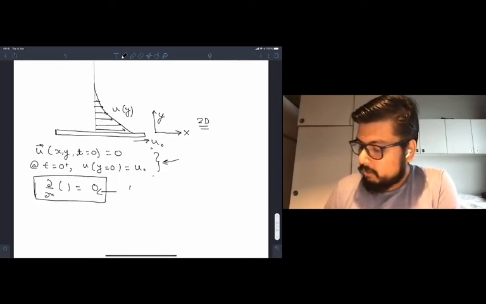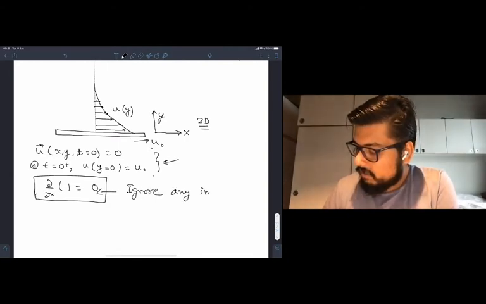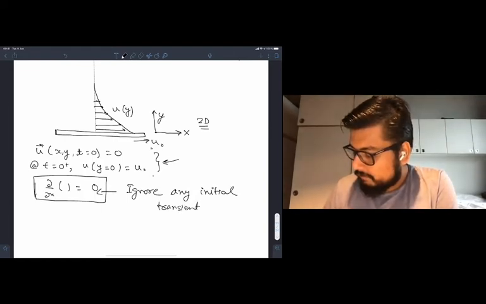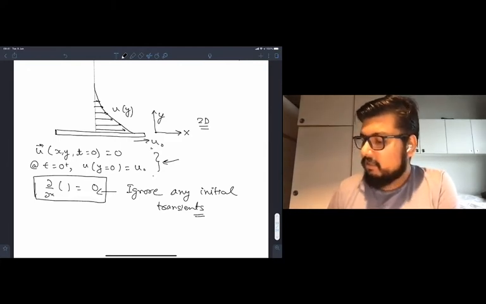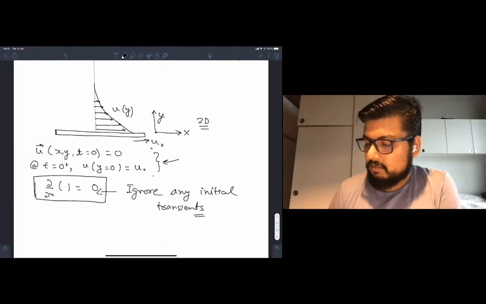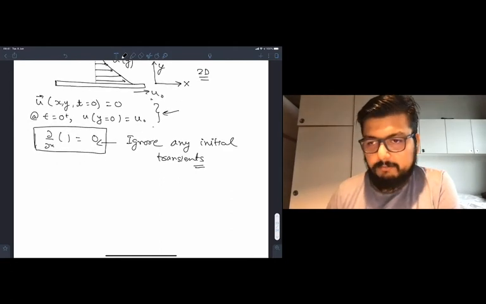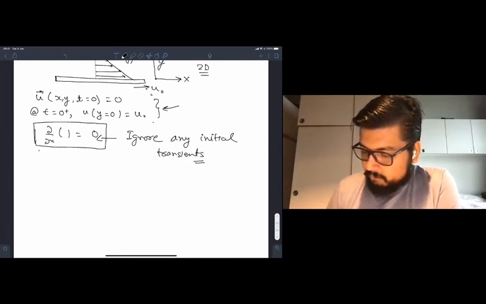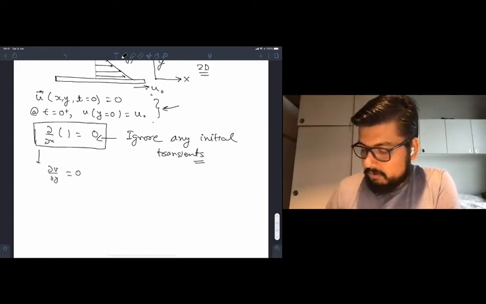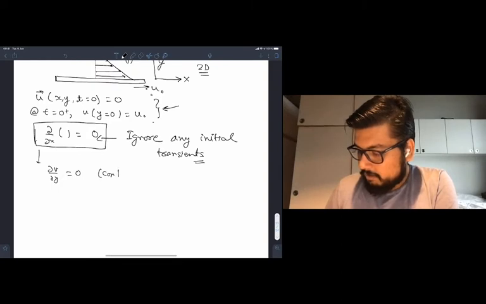However, I'm going to ignore any initial transients. So although this is an impulsively started plate, nonetheless, I will still assume that the flow is invariant in the x direction. And what follows from this assumption is the fact that del v by del y will also be 0 because of the continuity equation.